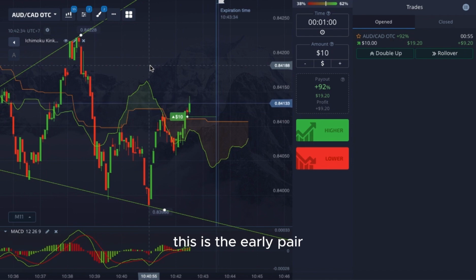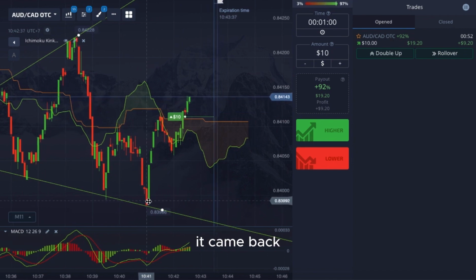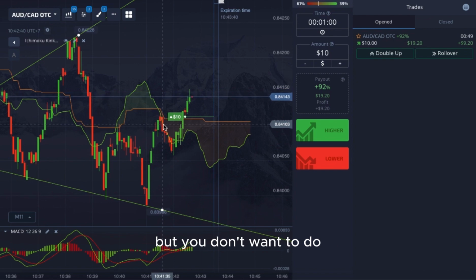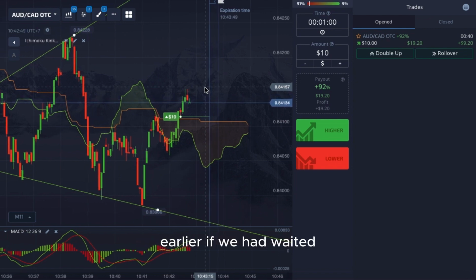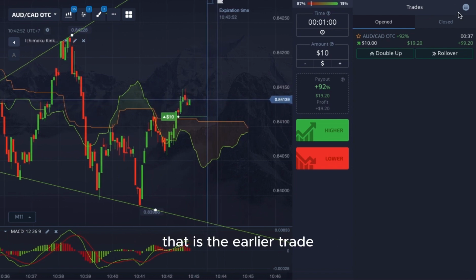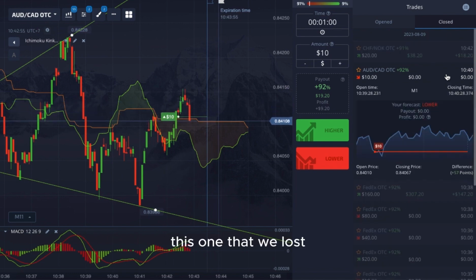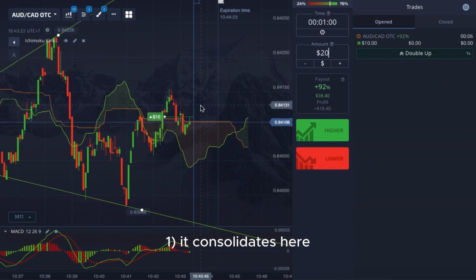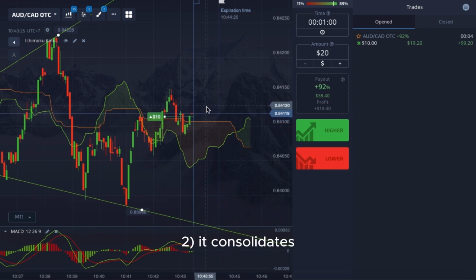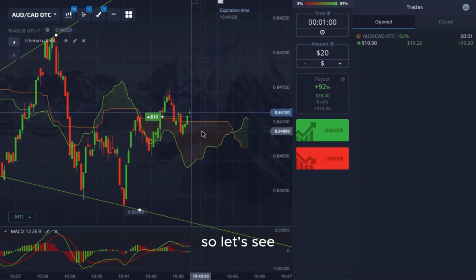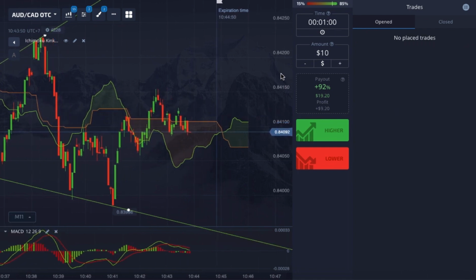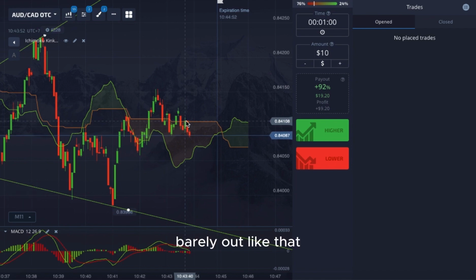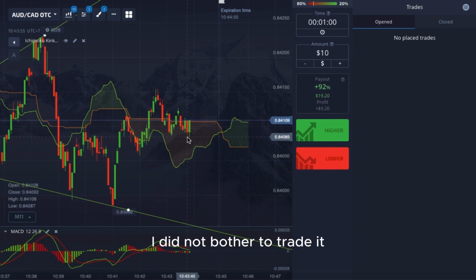This is the earlier pair, and like I said, it came back. We could have traded a reversal, but you don't want to do too many methods and confuse, so this is the next opportunity. Earlier, if we had waited, this would have been the one we're waiting for anyway. That is the earlier trade, this one that we lost. As mentioned, 2 things can happen. One, it consolidates here and breaks out the top. Two, it consolidates and breaks out the bottom. So let's see how this turns out. We want that. That's great. One more time. If you see that it is just barely out like that, as you notice, I did not bother to trade it.